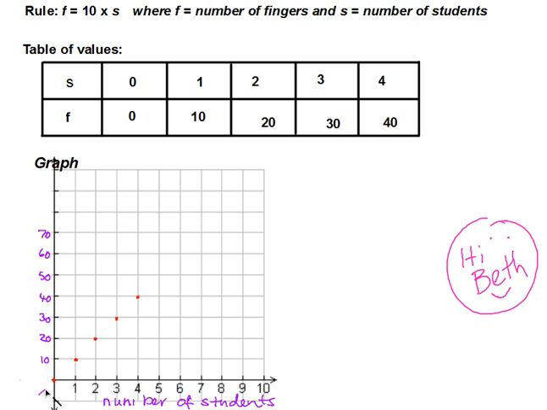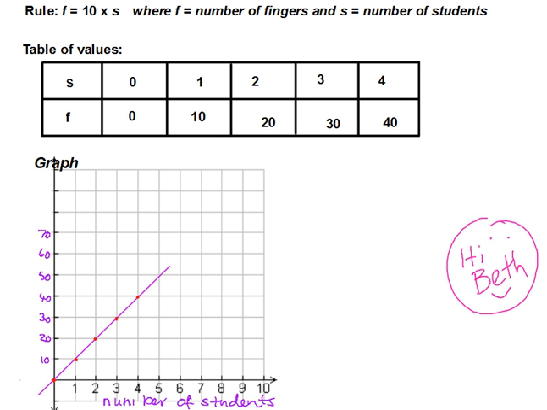So you notice that, it's purple. You notice that I can draw a line through these points here. In fact, that line would go on forever, but I'm quite satisfied with that. And that line describes the relationship between the number of students and the number of fingers. It's a straight line, so we call this a linear relationship.